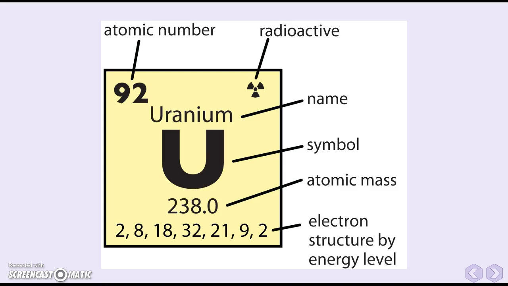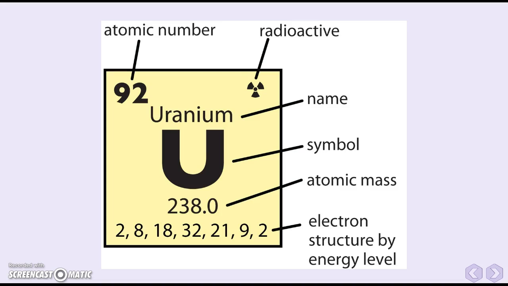Some of these you already know, like the atomic number in the upper left corner. You have the symbol and the name, of course. You have the atomic mass. We've talked about how the atomic mass is a weighted average of all the isotopes. You have the electron structure by energy level. Yours, on your periodic table, looks a little bit different. Of course, you have the 1s2, 2s2, those kinds of things on your periodic table.